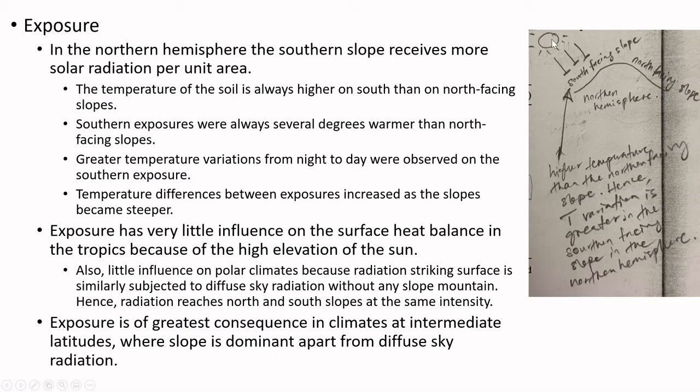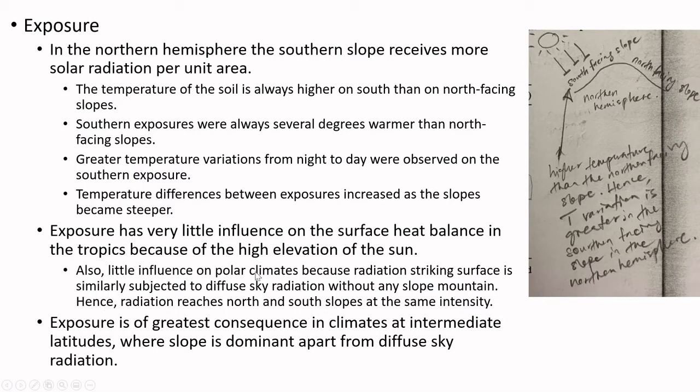So this is the effect of the sun on south facing and north facing slopes. When the sun is hitting the equator, especially the tropics area, exposure has very little influence because the sun hits directly on the surface. There is also little influence on the polar climate because the radiation striking the surface is similarly subjected to diffuse sky radiation without any mountain slope. Hence radiation reaches north and south slopes at the same intensity.